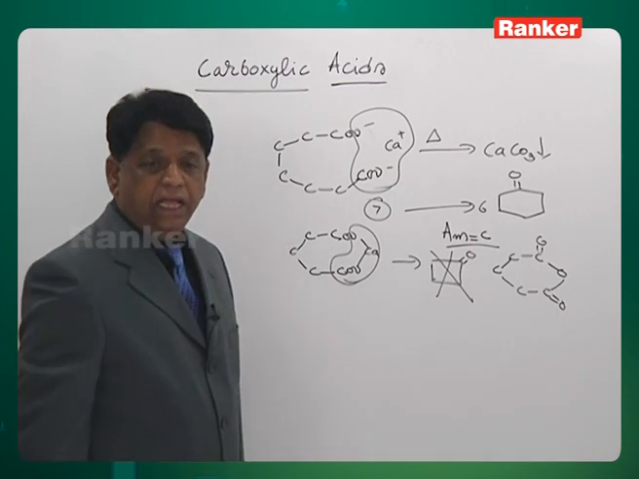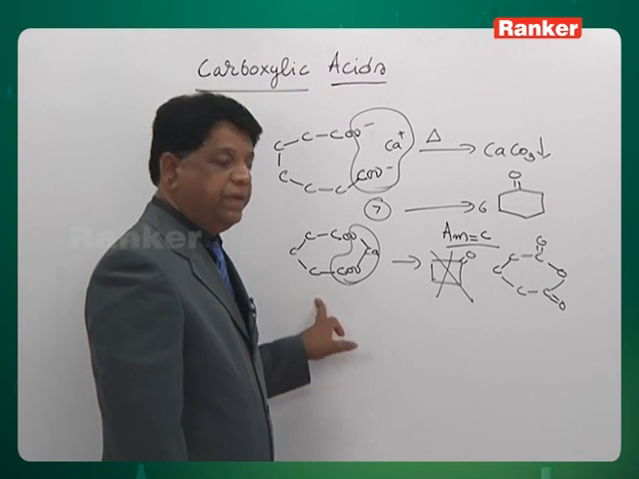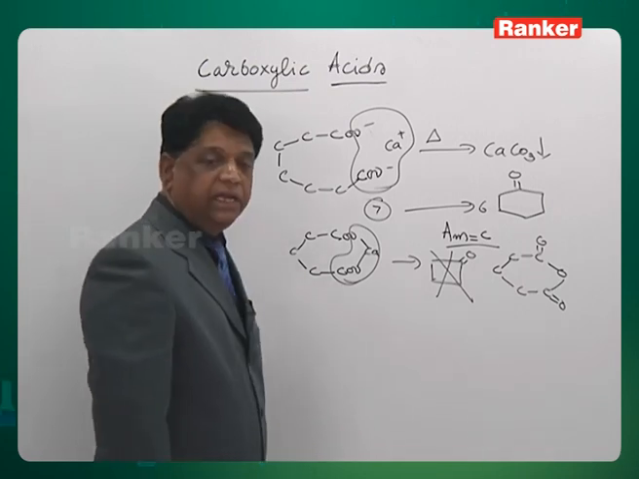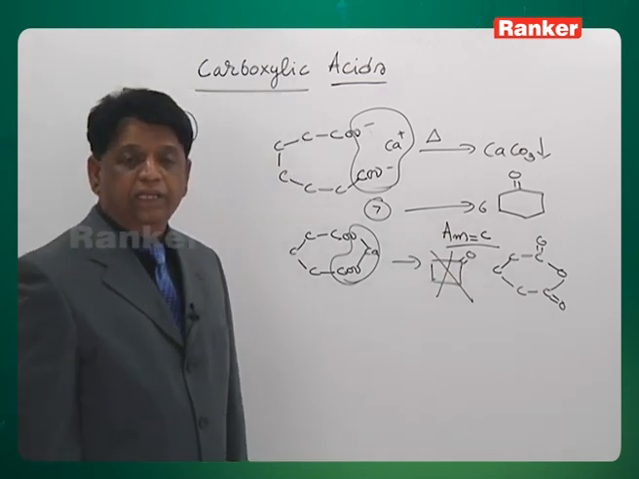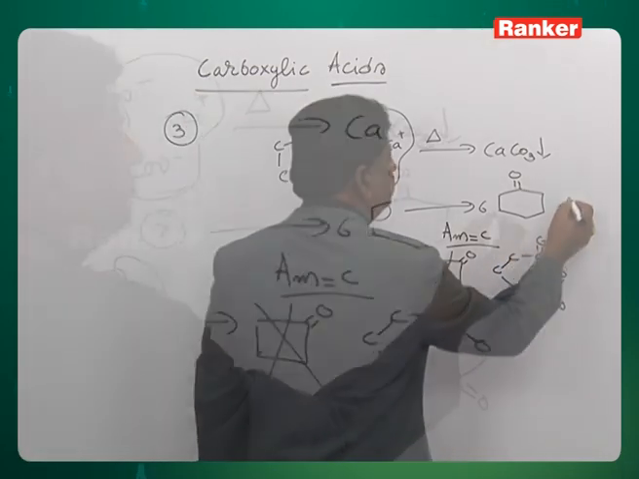So the cyclic acid anhydride, B, is also the right answer in the case of calcium adipate and calcium glutarate. So from adipic acid onwards, we get this type of calcium salts that will give the ketones, that is, a cyclic ketone is the answer. C is the right answer.